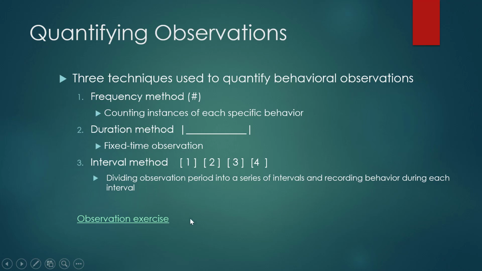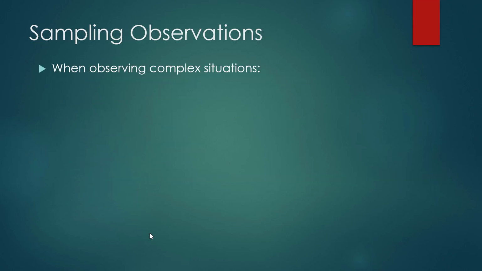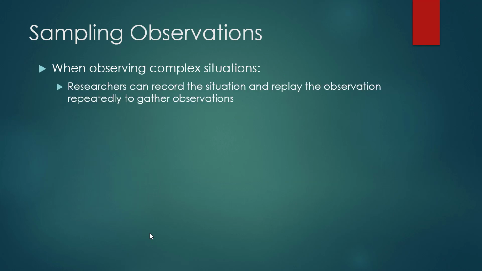So you'll complete this observation exercise as a separate assignment. It's something that we would typically do in class, but I think it's something that's good for you to help you understand how you quantify these observations. When observing complex situations, sometimes we need to record the situation, and recording that situation allows us to replay it repeatedly to gather the observations. Not only can we replay it repeatedly, we can also have multiple individuals observe that at the same time.